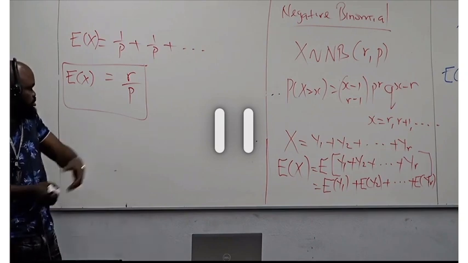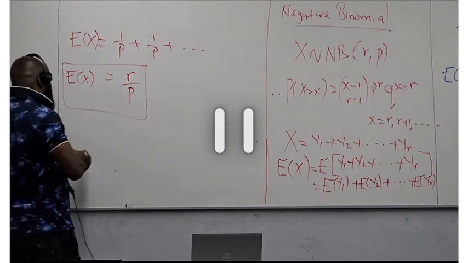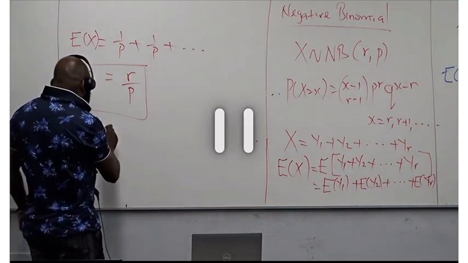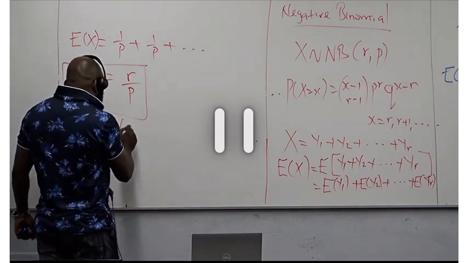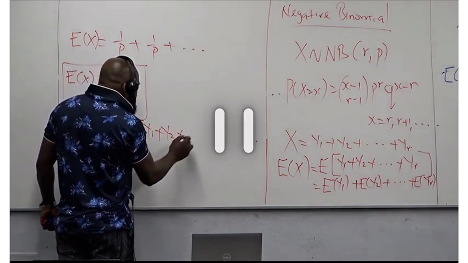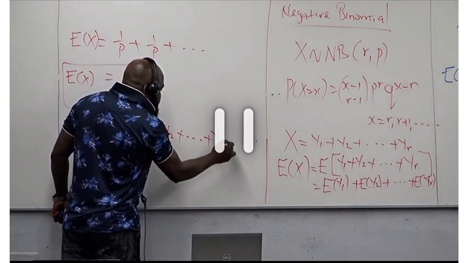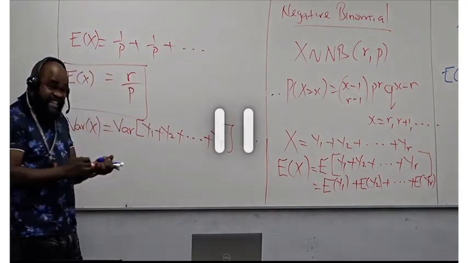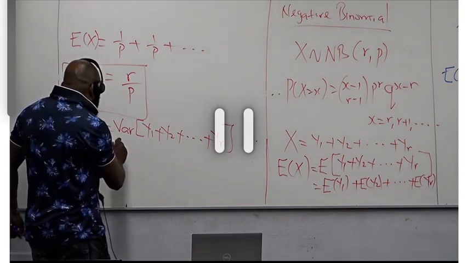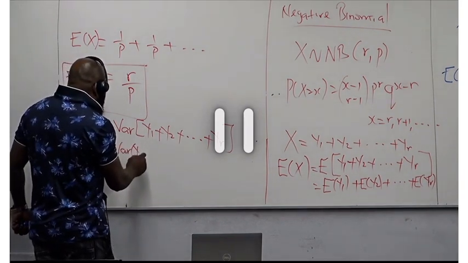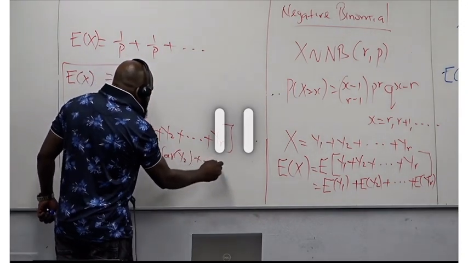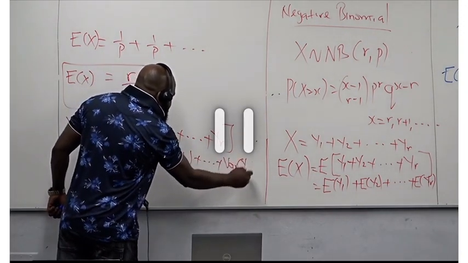Now, if you want to figure out the variance of S, you're going to do the same. We're assuming Y1 up to Yr are independent. So here I'm going to have the variance of Y1 plus the variance of Y2 until I get to the variance of Yr.